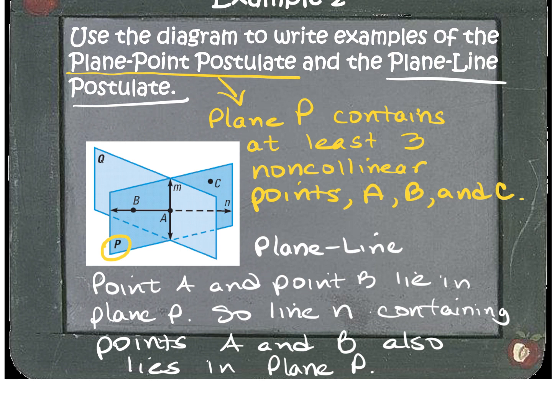So if 2 points are in a plane, then the line containing those 2 points also lies in the plane. And specific to this diagram, I'm using the points A and B and plane P. Now, if you didn't want to name the line as line N, you could have also named it line AB. You could have done this as well. So either way, to name that line, that included the points A and B.